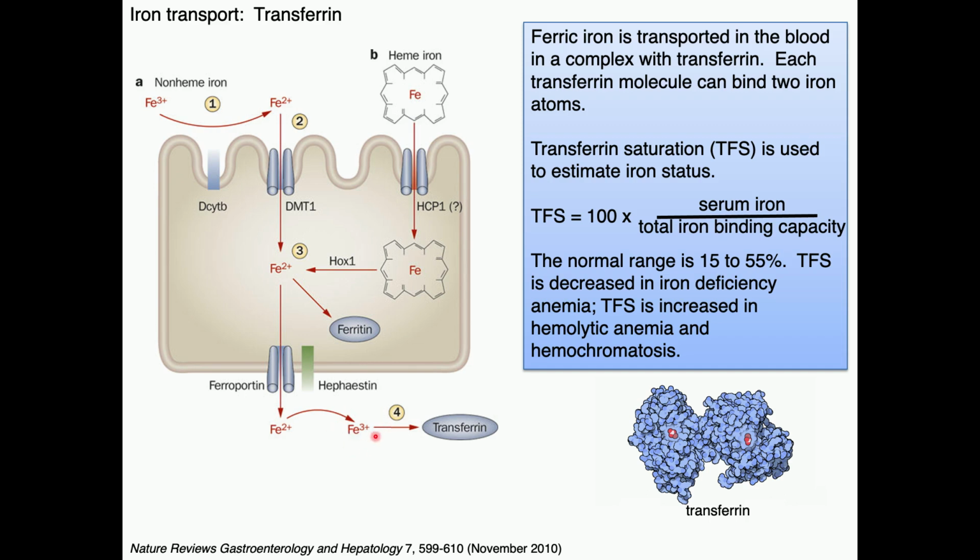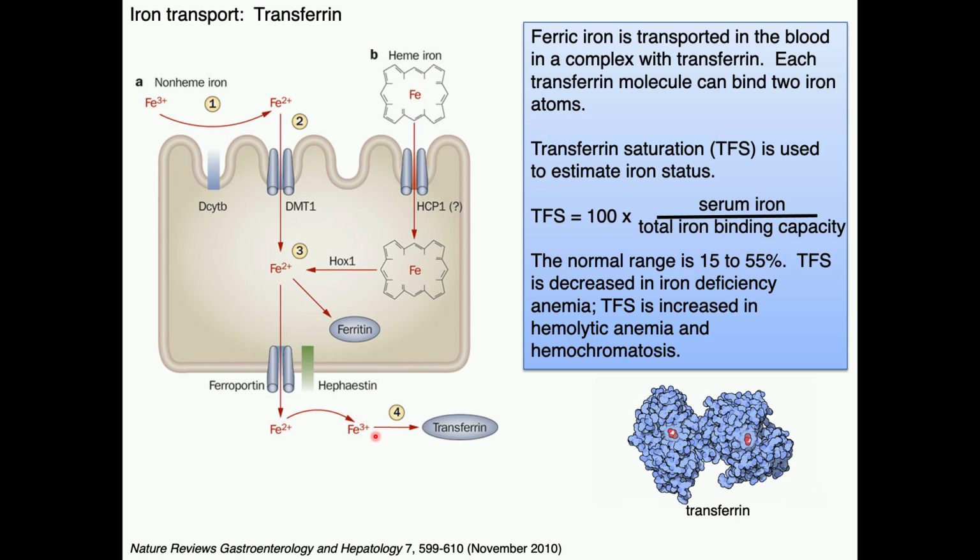So we know that the body doesn't like to have free iron around, so that ferric iron, when it is generated by hepcidin, is going to rapidly bind a protein in the blood called transferrin. Transferrin is a glycoprotein that's made by the liver, and the job of transferrin is to bind to the ferric iron and transport it to various places within the bone marrow and liver and etcetera.